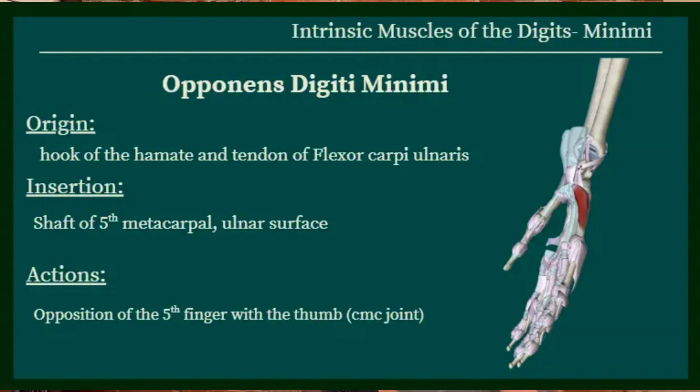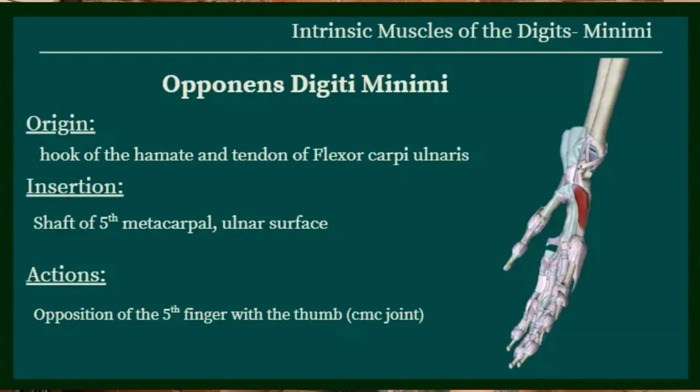Now the opponens digiti minimi helps us to be able to grab things, grab that doorknob, and it starts at the hook of the hamate, which is a bit more inward, and comes up to the shaft of the fifth metacarpal on the ulnar surface. So it's like inward like this, and it helps to be able to pull the whole finger over like that. So whereas abductor starts here and it pulls outward, with the tiniest little change in the angle, you end up with a pull this way. And that's that pinky finger opposing. That's the one that confused me.